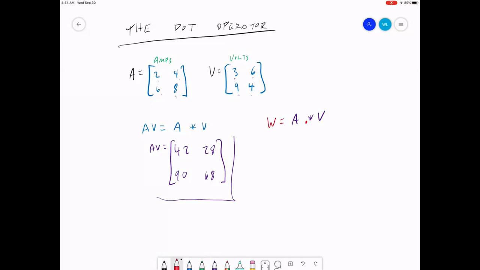element-wise multiplication, which means we're just going to take 2 and multiply it by 3. Then we're going to take 4, multiply it by 6. And then we're going to take 6, multiply it by 9. And then we're going to take 8 and multiply it by 4. That's what we want to do. So the dot operator says do that instead of the matrix multiplication. So what we end up with when we do that is this. We get 6, 24, 54, and 32. And that's all going to be in watts.